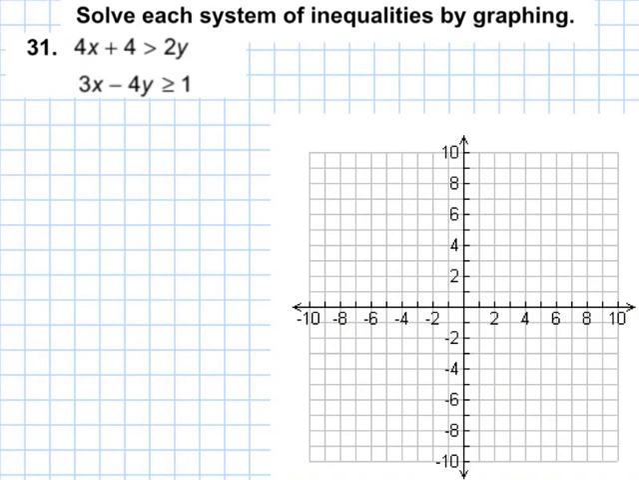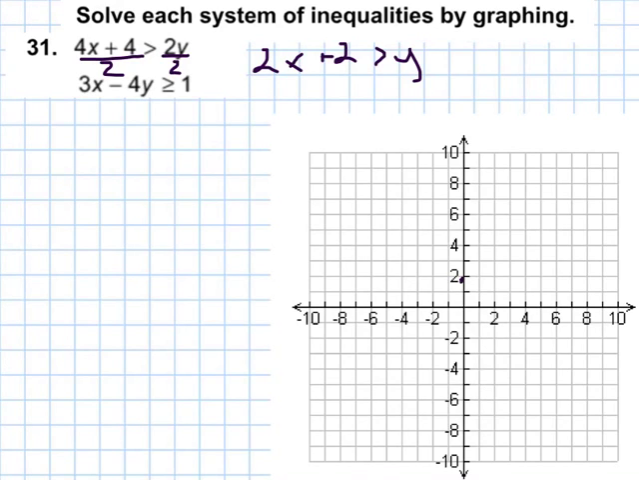Next, the first equation is not written in either form that we know, so I'm going to move it around. I'll divide everything by 2, and that'll give me a y equals mx plus b. That's 2x plus 2 is greater than y. So we're going to graph that.